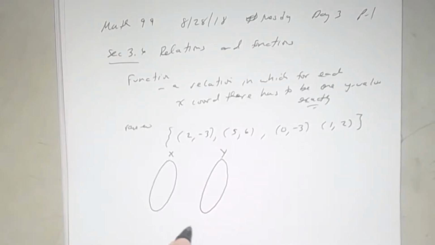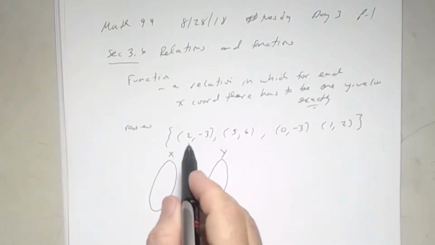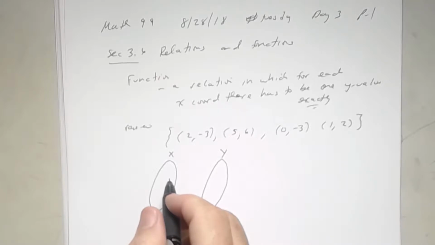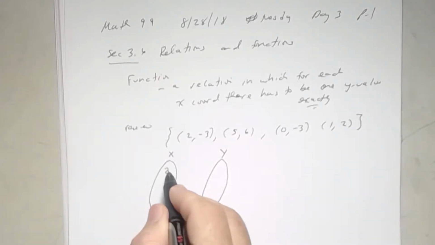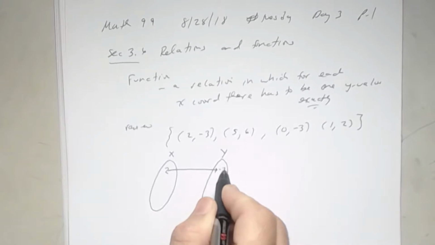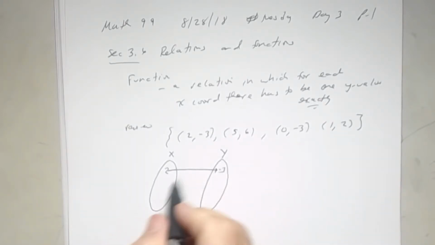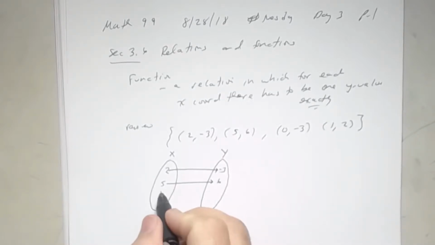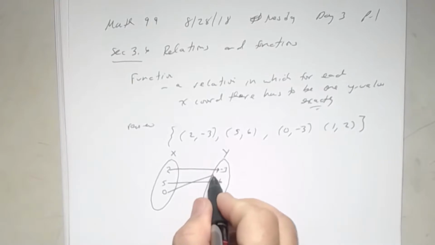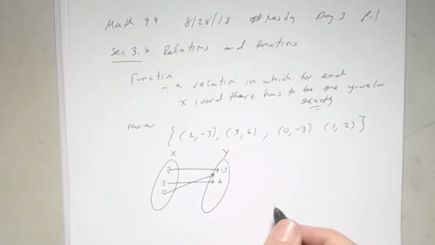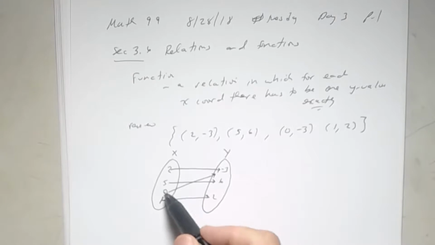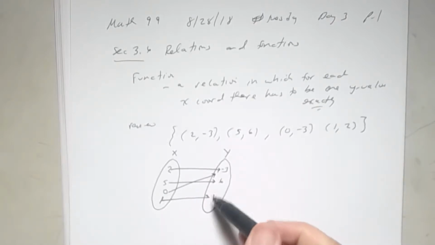All right, so let's look at the number 2. Remember, the definition of function says for each x, there's got to be only one y. When x is 2, what is my y? -3. For this x, there's only one y. When x is 5, y is 6. When x is 0, y is -3. For x equal 1, y is 2. For each x value, there's only one y value. So this is a function.